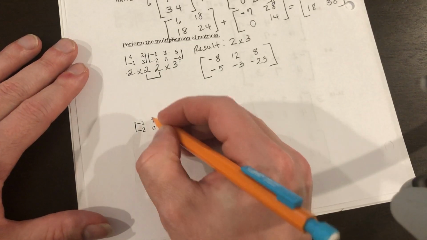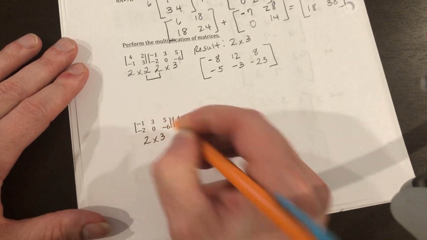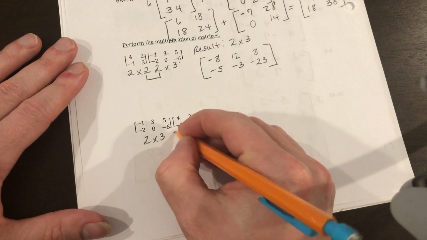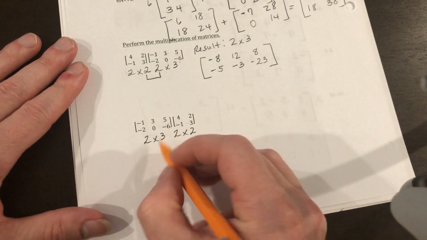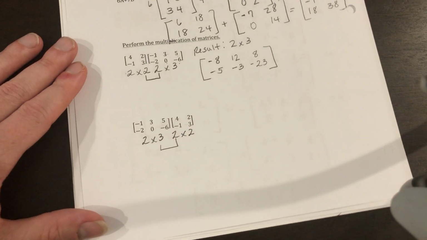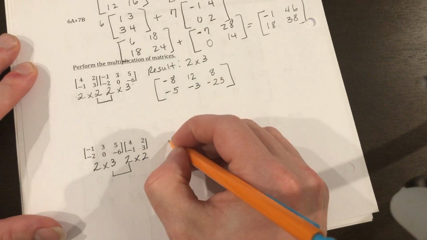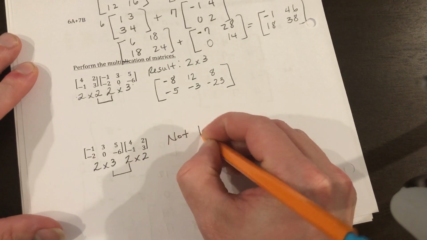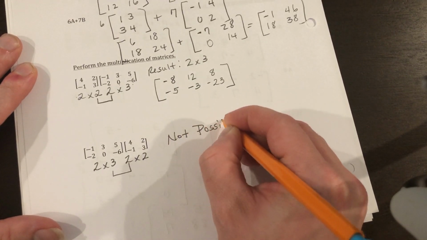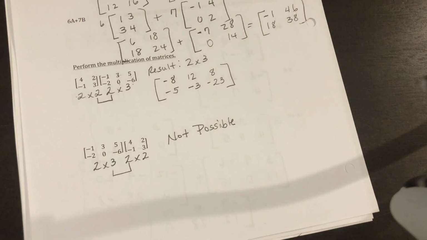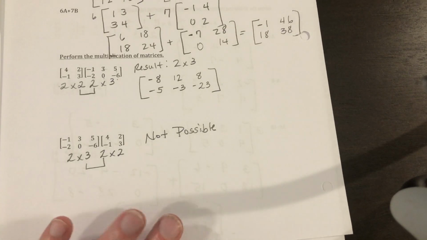So this is going to be a 2 by 3. And this is a 2 by 2 matrix. Now, we see that the middle numbers do not match, so we say not possible. If you were to put this in the calculator, it would say improper dimensions or dimension error. Okay, so we just write not possible.